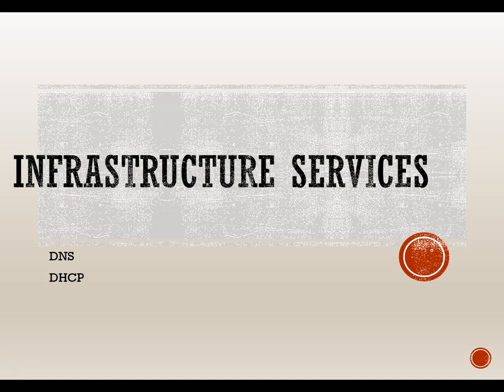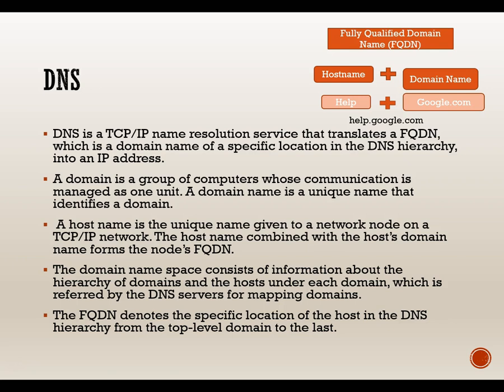Two things that we need to communicate, two things that we use on a very regular basis, unless you're using static addresses on your home network, of course, but we have to have those in order to make them work. So the first one, DNS, is a TCP/IP name resolution service that translates a FQDN, fully qualified domain name. Fully qualified domain name is the host name plus the domain name. Help plus google.com is the help.google.com website.